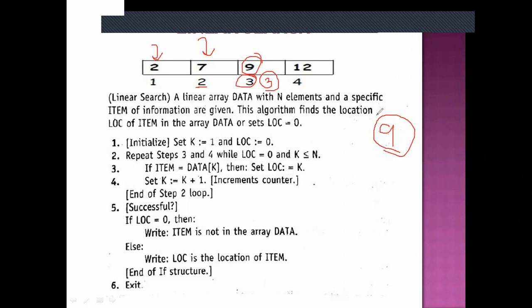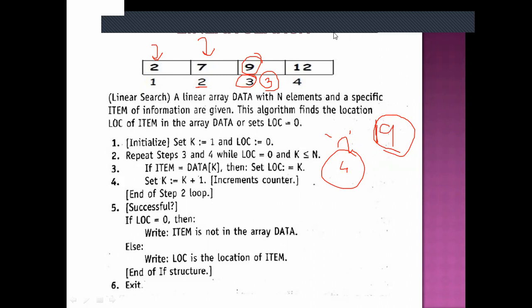But suppose you want to search for 19, so again you have to start from the first location. Is 19 equal to 2? No. Go to the second one. 19 equal to 7? No. 19 equal to 9? No. 19 equal to 12? No. There are just 4 elements, that means you should know the size of your array. You know the size of your array is 4. So till the 4th element, if you are not able to find your element, then you can say the element is not present.